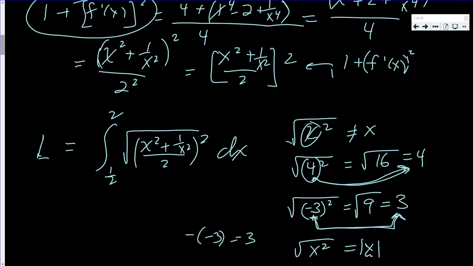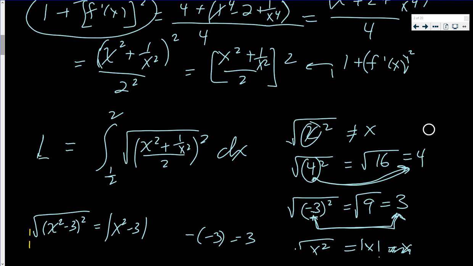Now, if it turns out what's in the brackets is positive, then you get x. And for the record, if you have something more complicated, like, I don't know, the square root of (x squared minus 3) squared, this will be the absolute value of x squared minus 3. Okay. So let us get rid of this, and let's see what's going on.